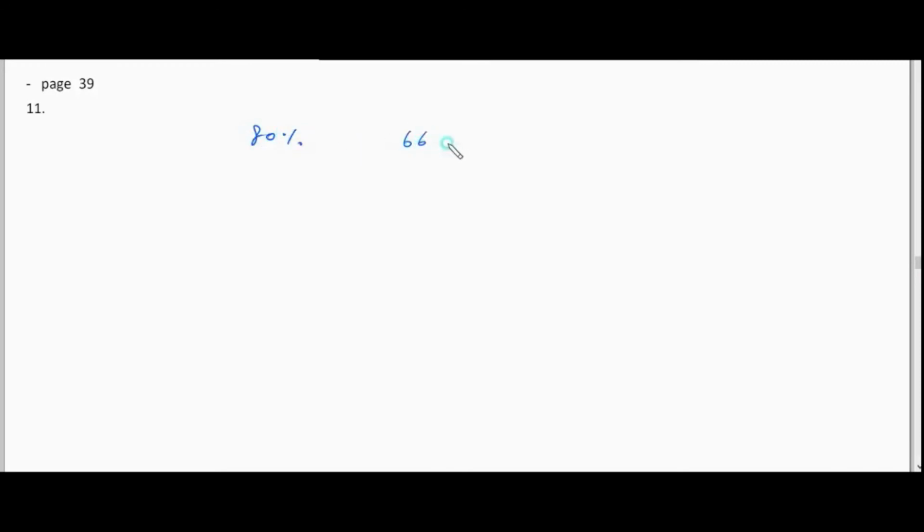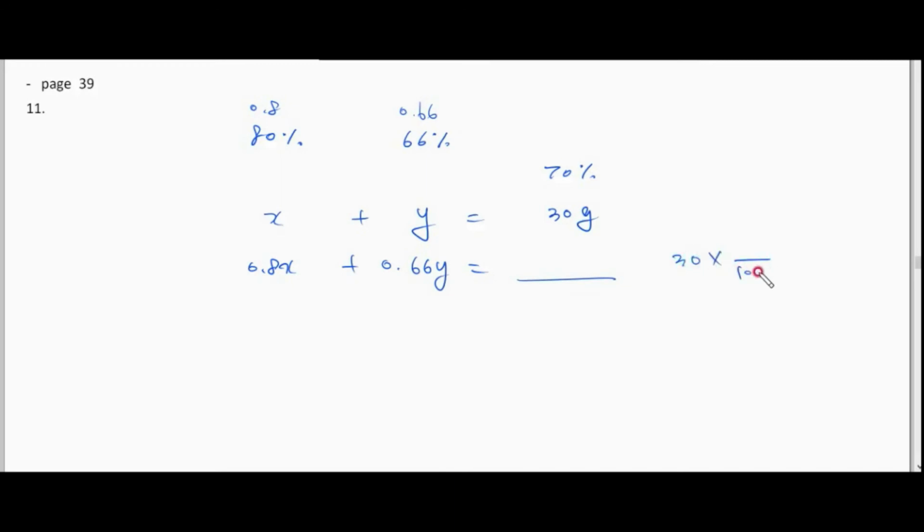80% silver, 66% silver, and he wants to make 30 grams of 70% silver. So right here, 80% is 0.8, 66% is 0.66. And now the one in the front is x and the one in the back is y. So x plus y equals 30. So 0.8x plus 0.66y equals, he wants to make 30 grams of 70% silver. So then it will be 30 multiplied by 70 over 100, and that's 21 grams.